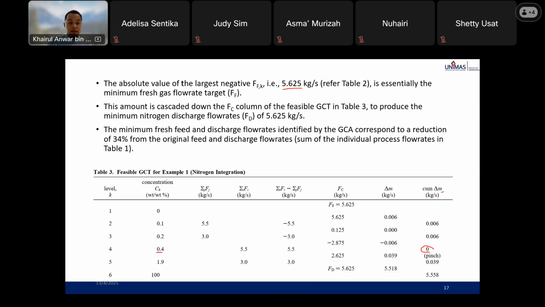Feasibility intervention. So this is the feasibility for nitrogen integration. At 0.4, fresh gas is 5.65 kg per second. The minimum fresh gas and discharge flow rate required by the cascade analysis corresponds to a reduction of 34% from the current fresh gas and discharge flow rate, which is referred to in table 1.